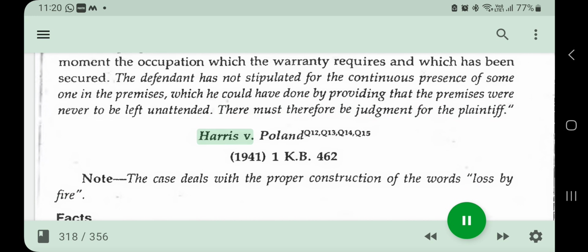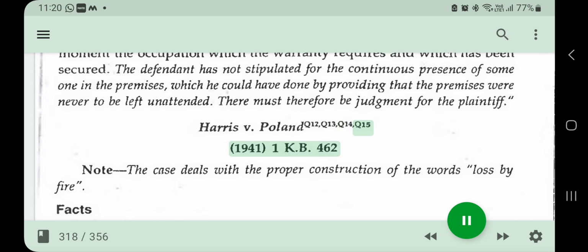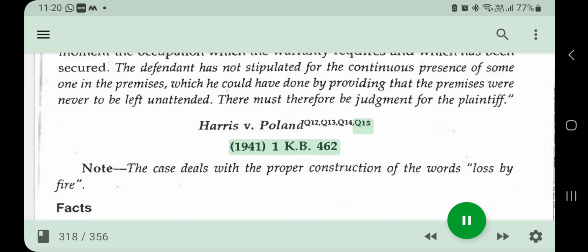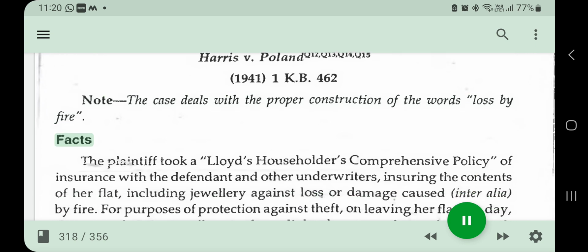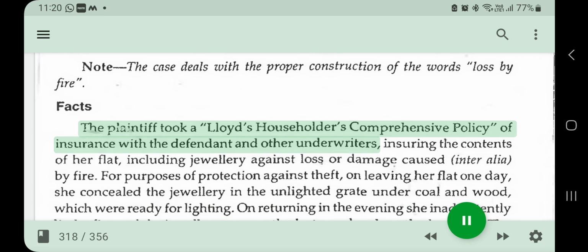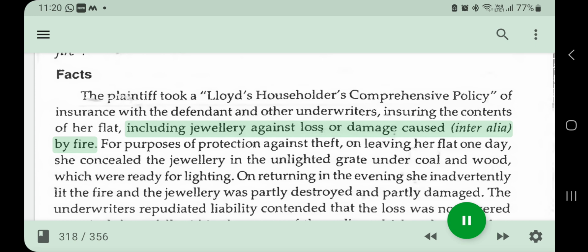Harris v. Poe, 1941, 1 KB 462. Note, the case deals with the proper construction of the words, loss by fire. Facts. The plaintiff took a Lloyd's Householders Comprehensive Policy of insurance with the defendant and other underwriters, insuring the contents of her flat, including jewelry, against loss or damage caused, inter alia, by fire.